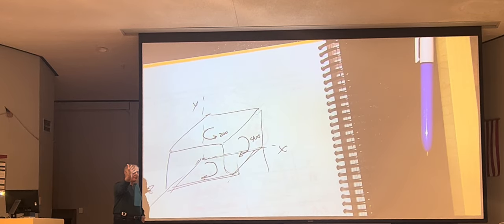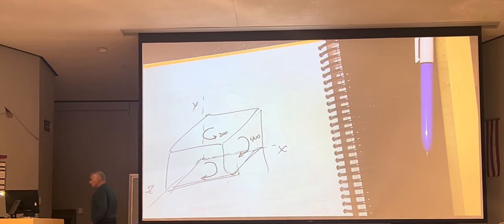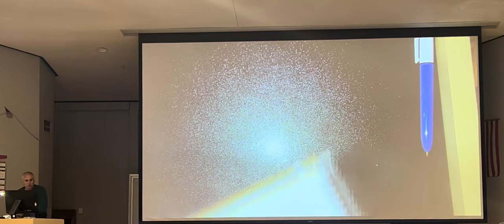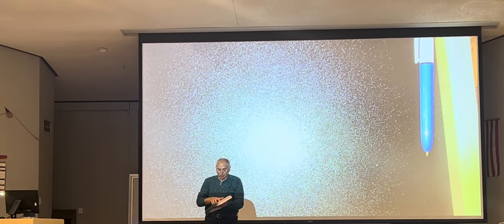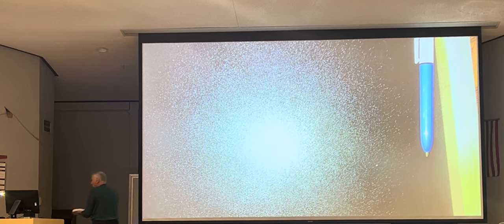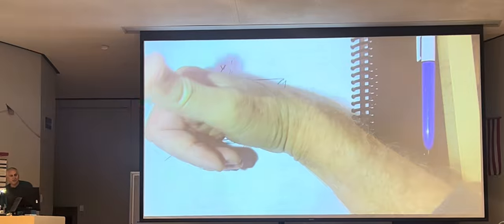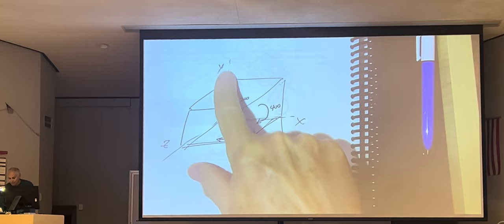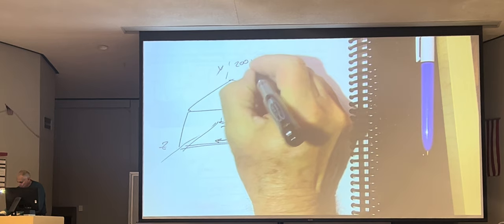Take your right hand. Let's assume this is the top of the box, which is what I'm showing. Top of the box. Take your right hand, sit it right here, curl it around like it shows. Okay, so I'm doing this. I'm curling around here. Where's my thumb pointing? So what you're telling me is this is 200J.